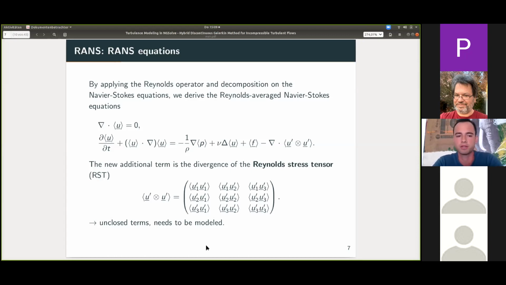If we apply this Reynolds operator and the decomposition to our Navier-Stokes equation, we derive the so-called Reynolds-averaged Navier-Stokes equations, which can be seen here. They are almost the same as the incompressible Navier-Stokes equations, except there is one additional term which comes from the convective term, the so-called divergence of the Reynolds stress tensor. And now we come to this famous closure problem of RANS. We have about 10 unknowns, but only 4 equations. So this Reynolds stress tensor has to be modeled in some way in order to close our problem.